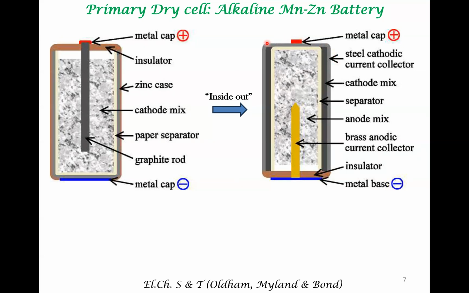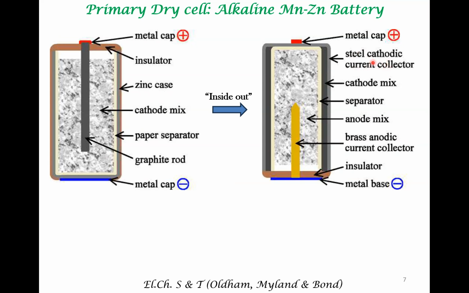The outer cathode is made up of steel, which is corrosion resistant. This also acts as a current collector. This being a good electronic conductor, it can act as a current collector.